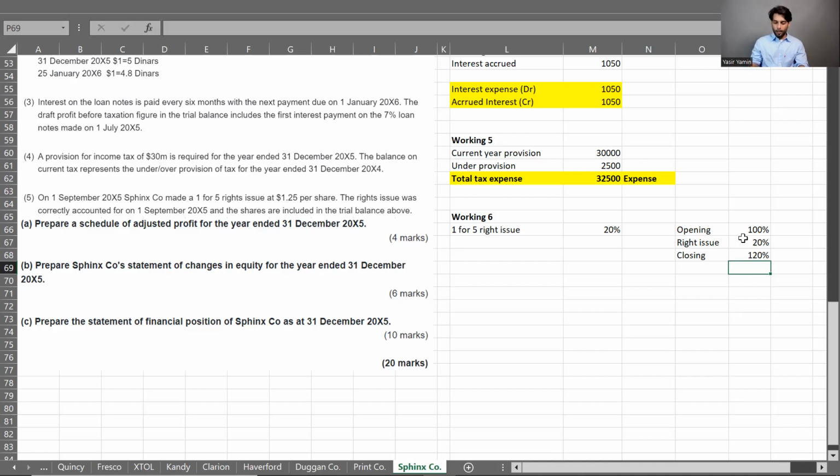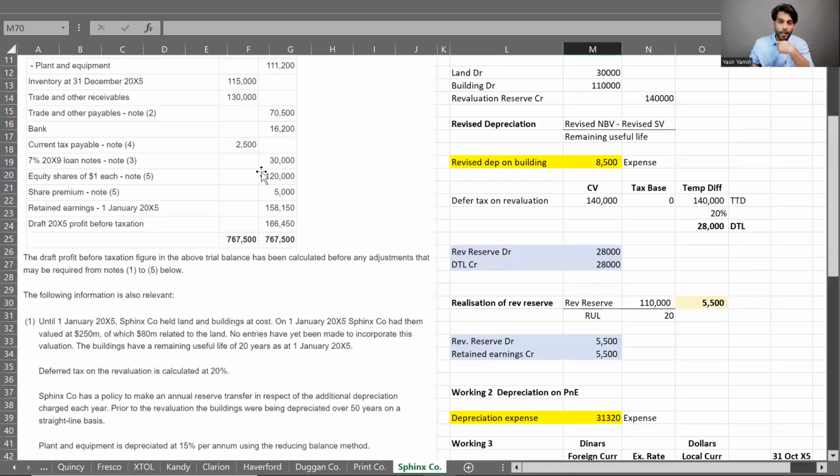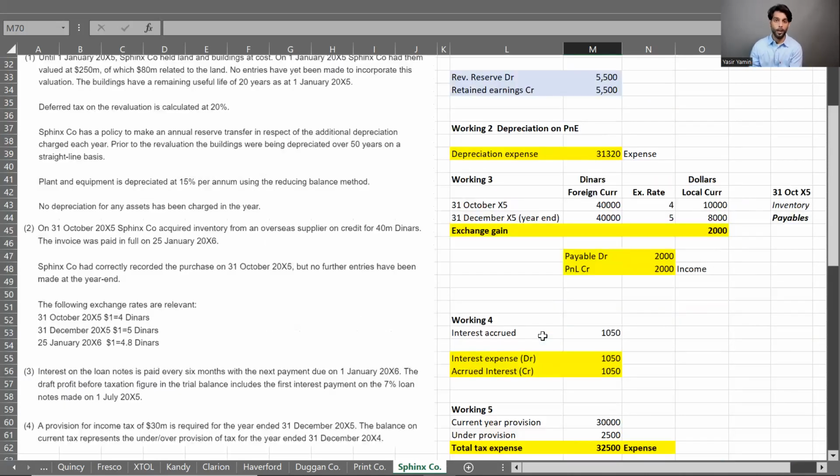So I can just reverse work it out. Opening, rights issue, closing. My closing is equivalent to 120%. And what is my closing balance after incorporating the rights issue? If you go up, your share capital is 120,000. Do you all agree? And that is 120%. So 120,000 is basically equal to 120%.